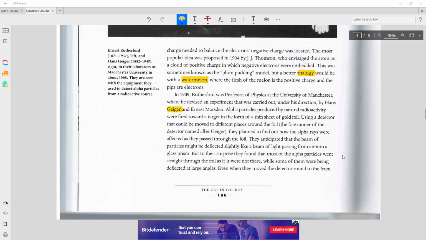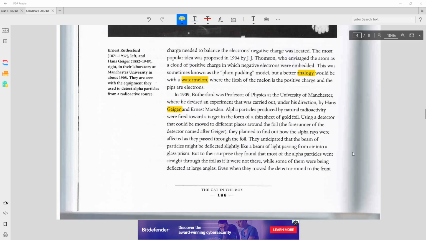By the way, the word envisaged or envisaged is fine too. This was sometimes known as the plum pudding model, but a better analogy would be with a watermelon, where the flesh of the melon is the positive charge and the pips are electrons.